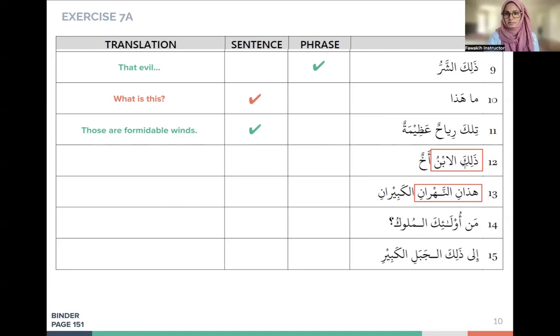Because this is exactly the same as this. This is your ism ishara, and this is an ism that follows it as ma'rifa. It's exactly the same as number 9. But in the book, it is "those two rivers, those two large rivers." There is no "is" or "are" over here. That's true. Oh wait, sorry, I'm going to mute you guys, mute your mic.